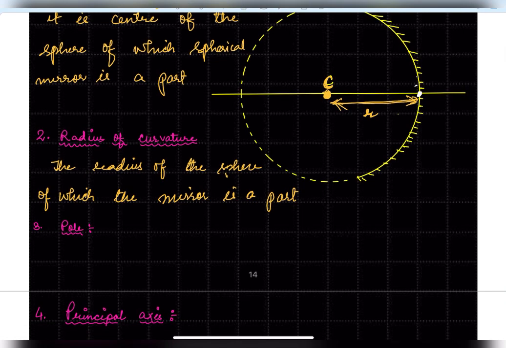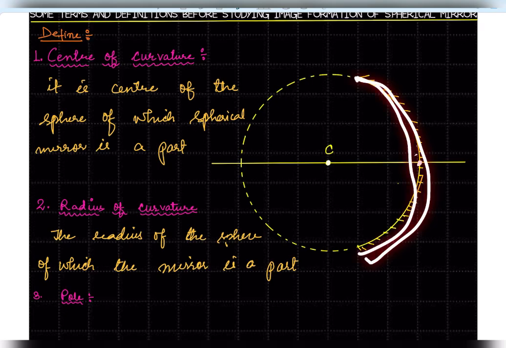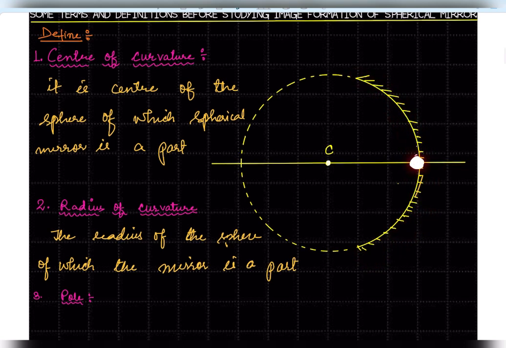Pole. What do you mean by pole? The central part of the mirror. Can you see this concave mirror here? This part, right? In that mirror there is a center point. This point is called pole. They can write A or they can write P depending upon the book. Let me write A here because I think the book has written A.